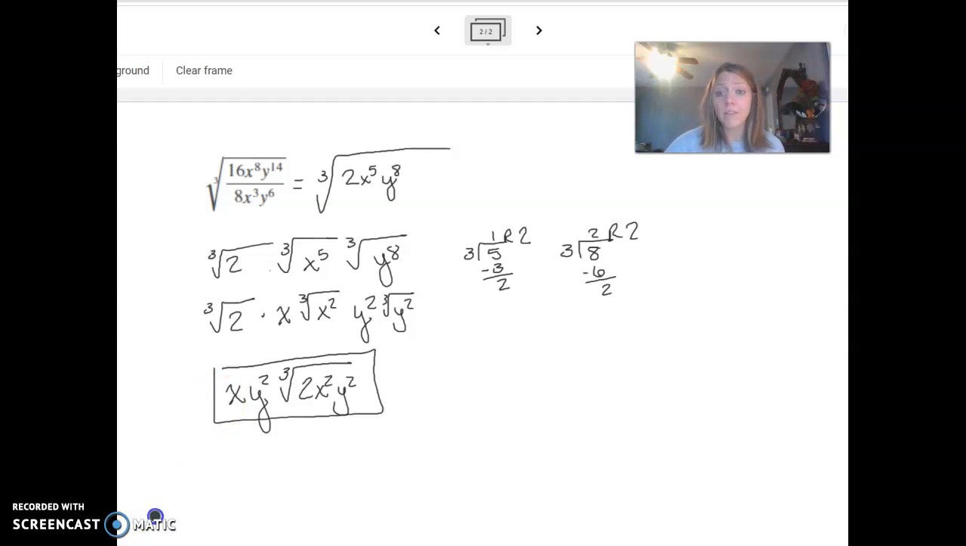All right, so all of these problems, just take them one factor at a time. If you've got factors being multiplied together underneath the radical symbol, do each one separately. If you've got a fraction, you're trying to take the root of a fraction, do the numerator and the denominator separately after you simplify anything on the inside.